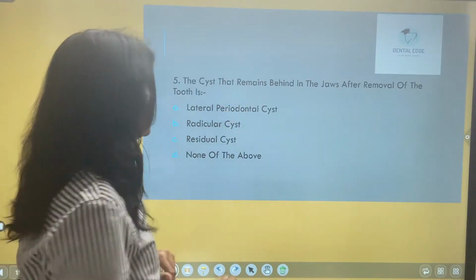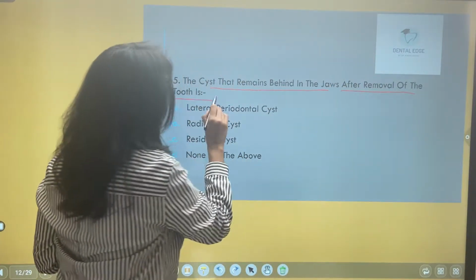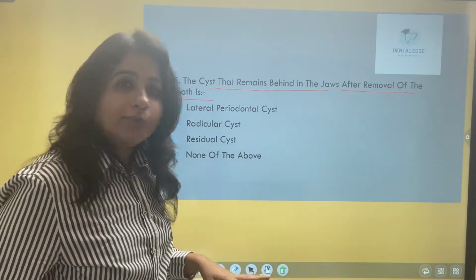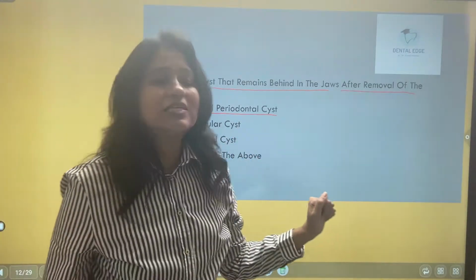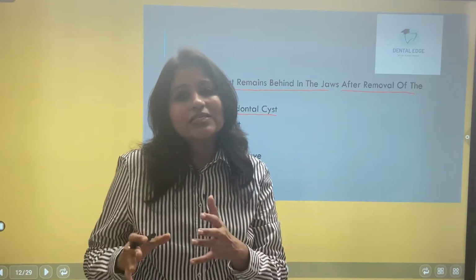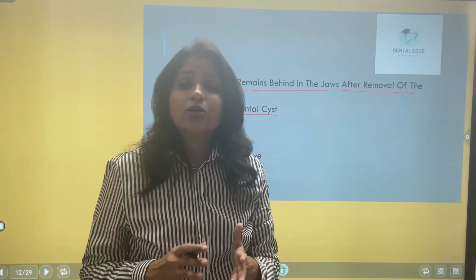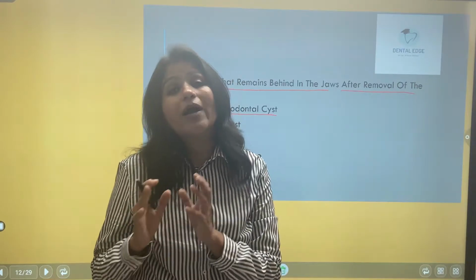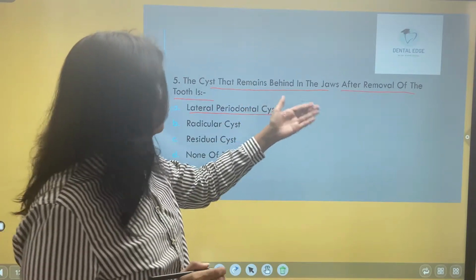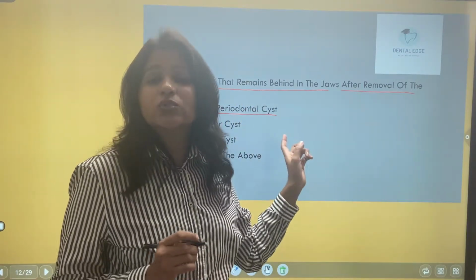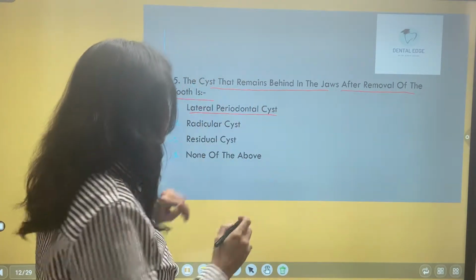The cyst that remains behind in the jaws after removal of the tooth is, let's see the options. Lateral periodontal cyst. Now, lateral periodontal cyst, if I brief you, is a cyst that originates from the epithelial remnants in the PDL, and it is associated with the lateral aspect of the root of a vital tooth. So, this is not a cyst that remains behind after removal of the tooth. So, this is not the option.